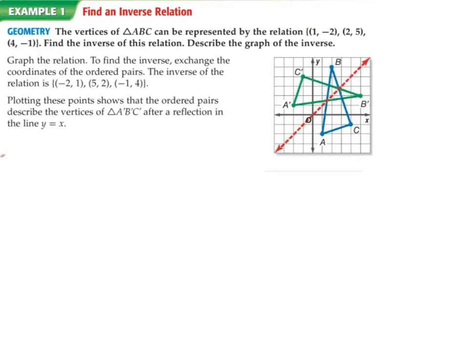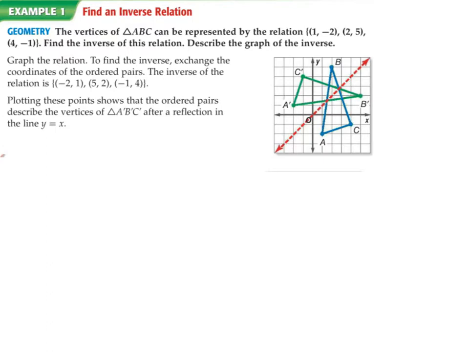Looking at example 1, we're looking at a geometry example. The answer is already given here for you, but it says that we're looking at our original graph, which in this case is just A, B, C, and we can see that here. They want to know what the inverse is. So in order to find the inverse of this, we need to know the points.